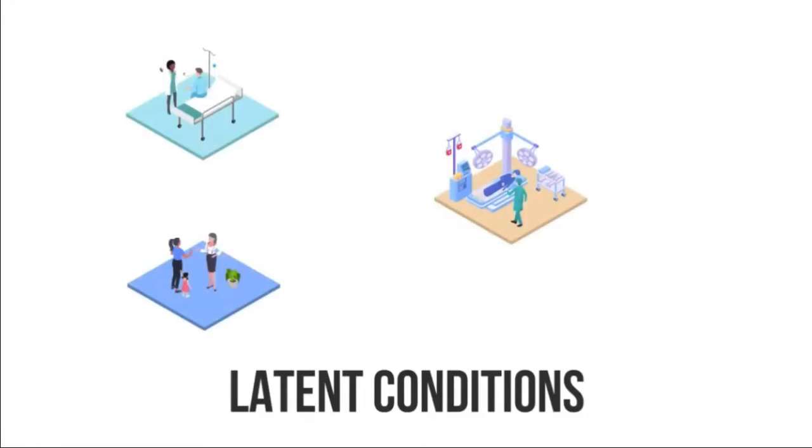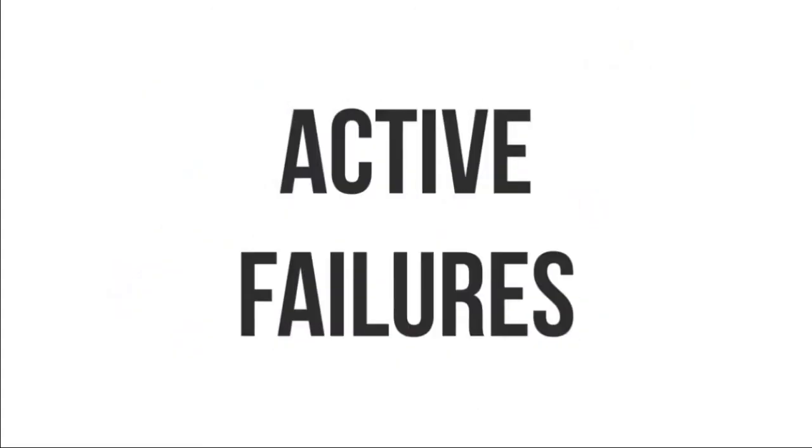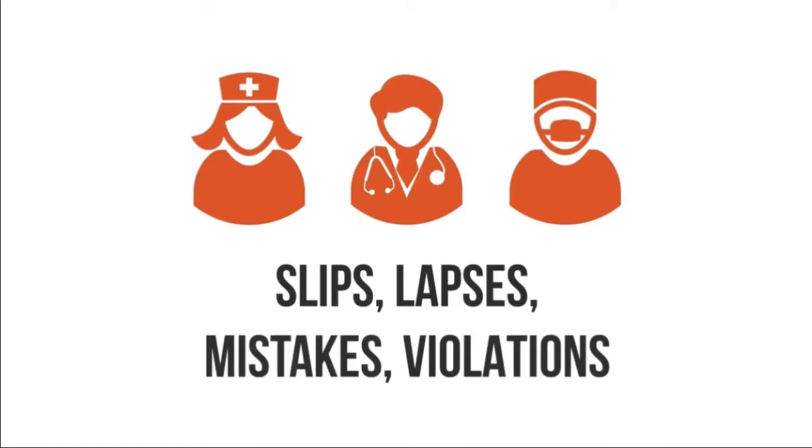Latent conditions are hidden in the design of the work, the system, environment, or equipment. They may lie dormant in the system until they combine with an active failure to create opportunity for harm to occur. Active failures come in different forms. These have different effects on the defenses of the system. It may come in the form of slips, lapses, mistakes, or violations.